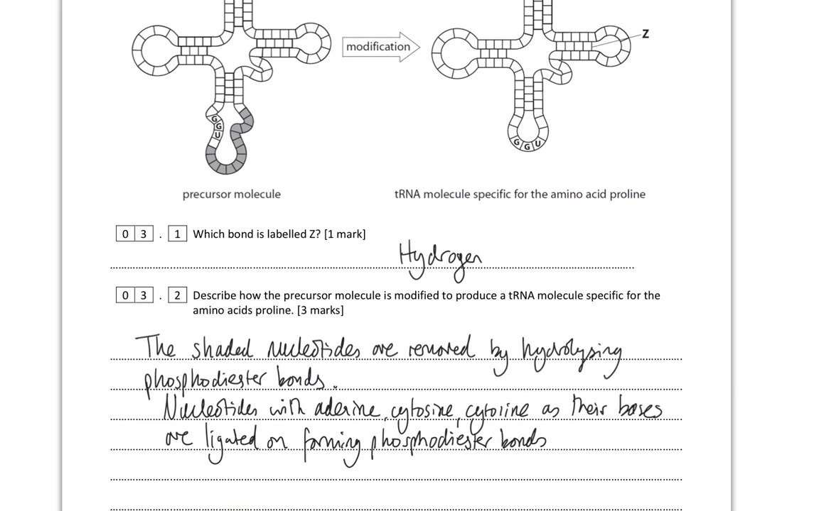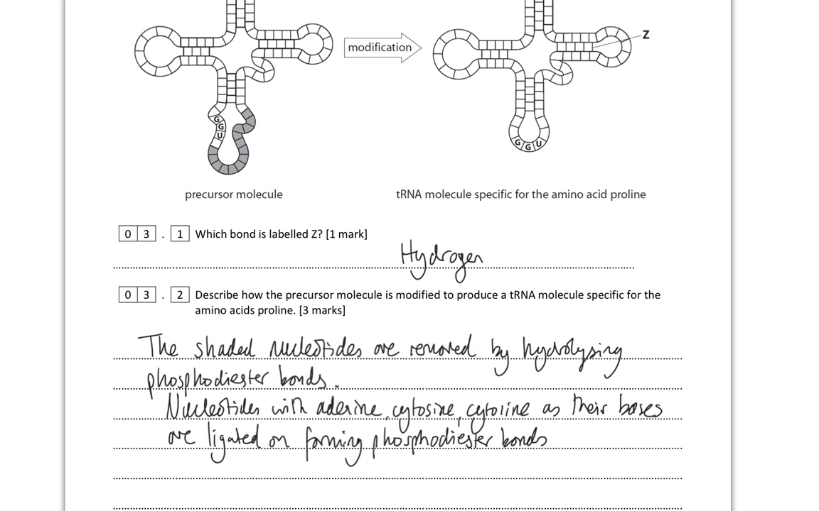So I just said that, yeah, the shaded nucleotides are removed by hydrolyzing phosphodiester bonds. I know I'm explaining a bit here, but you never know fully what's on the mark scheme. And then add nucleotides with adenine, cytosine as their bases, ligated on, forming phosphodiester bonds.